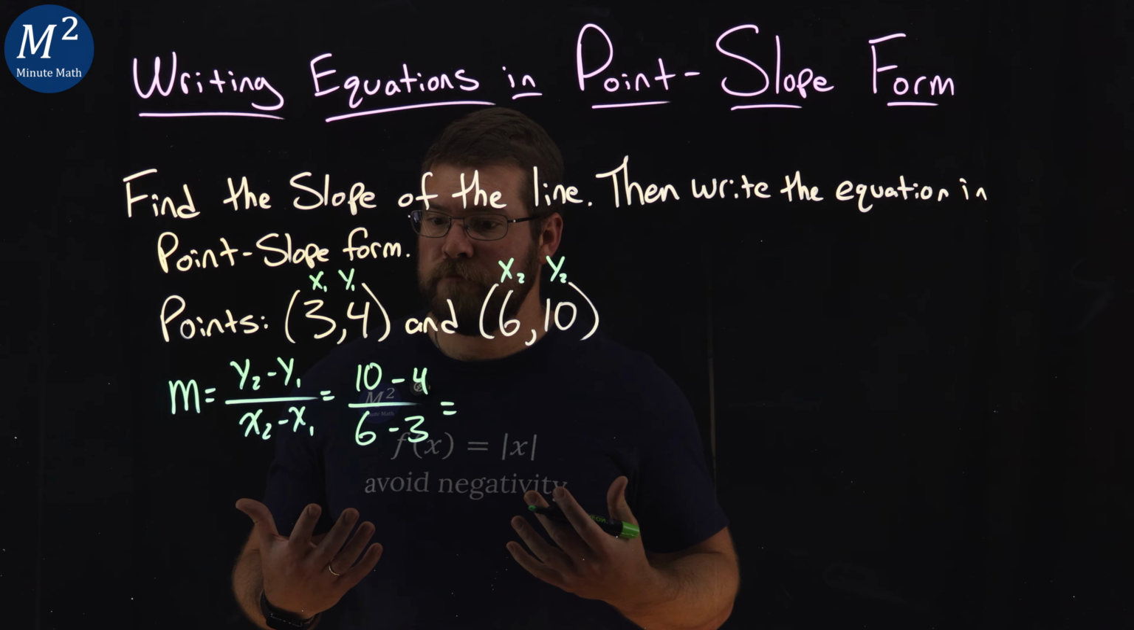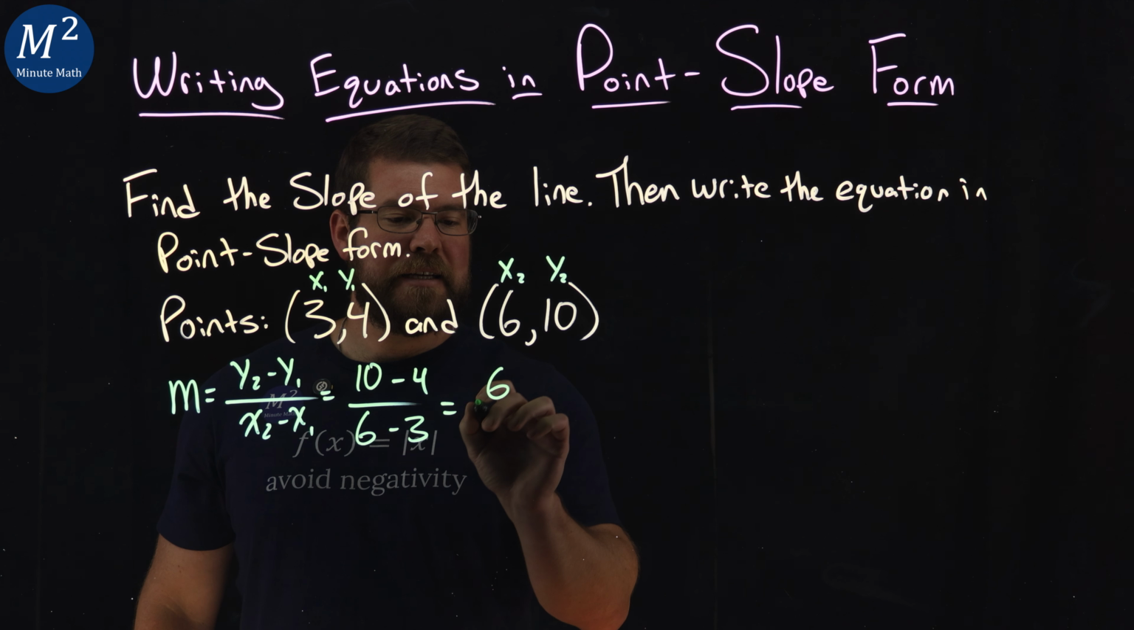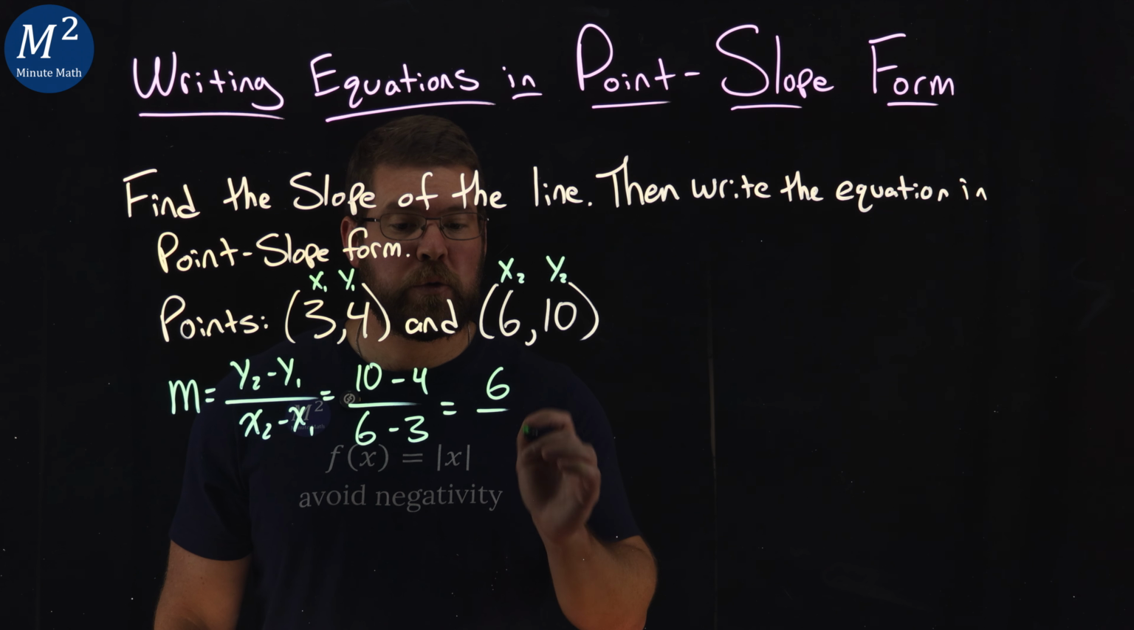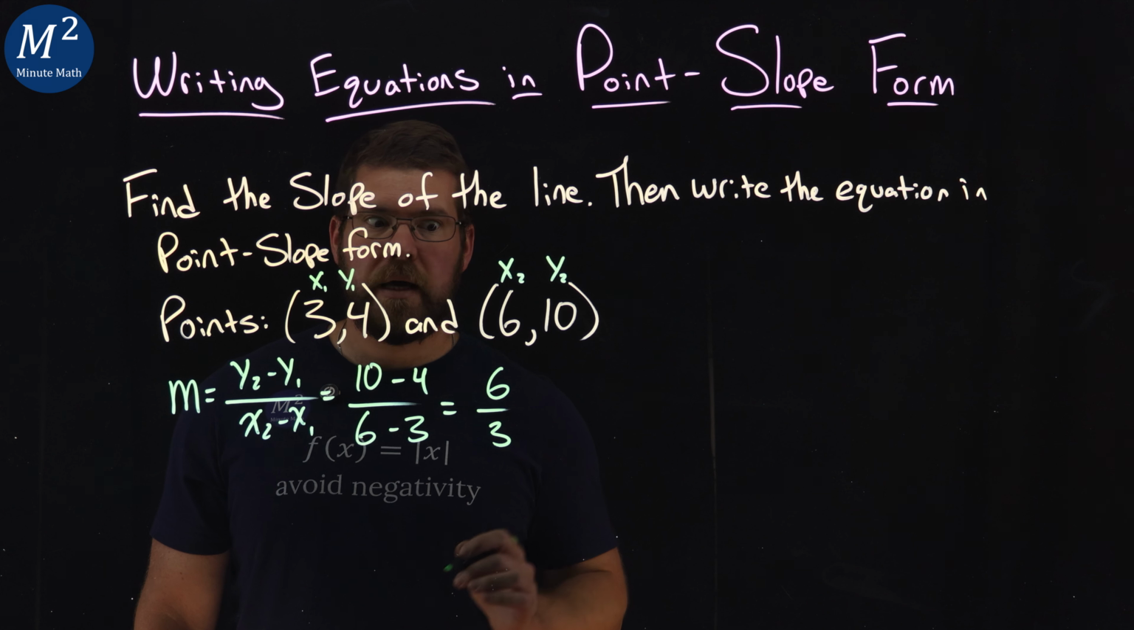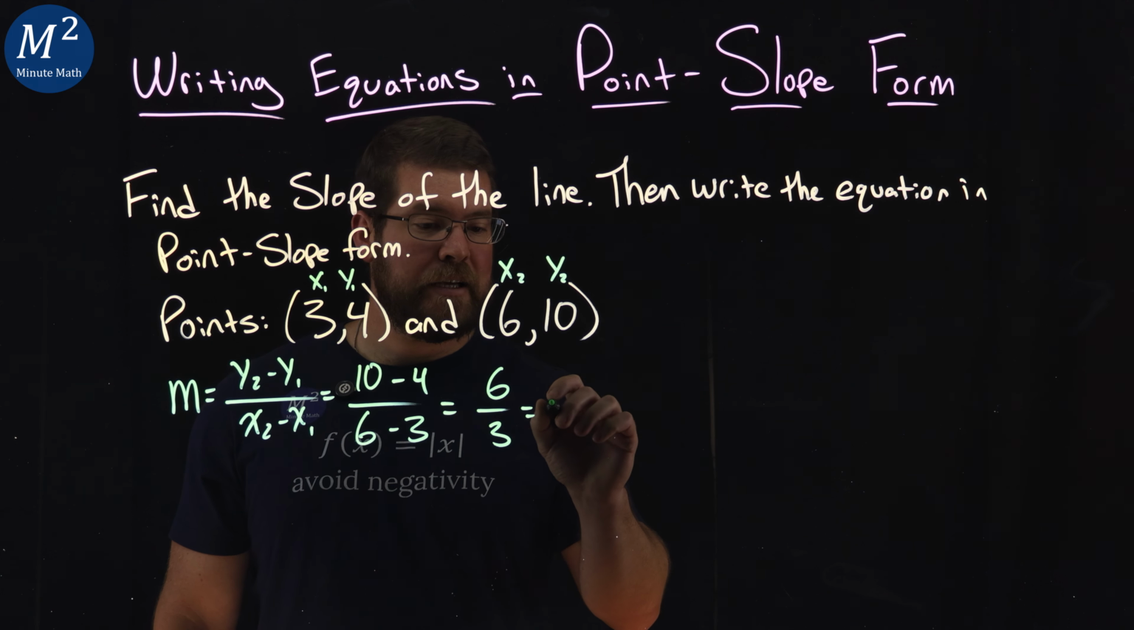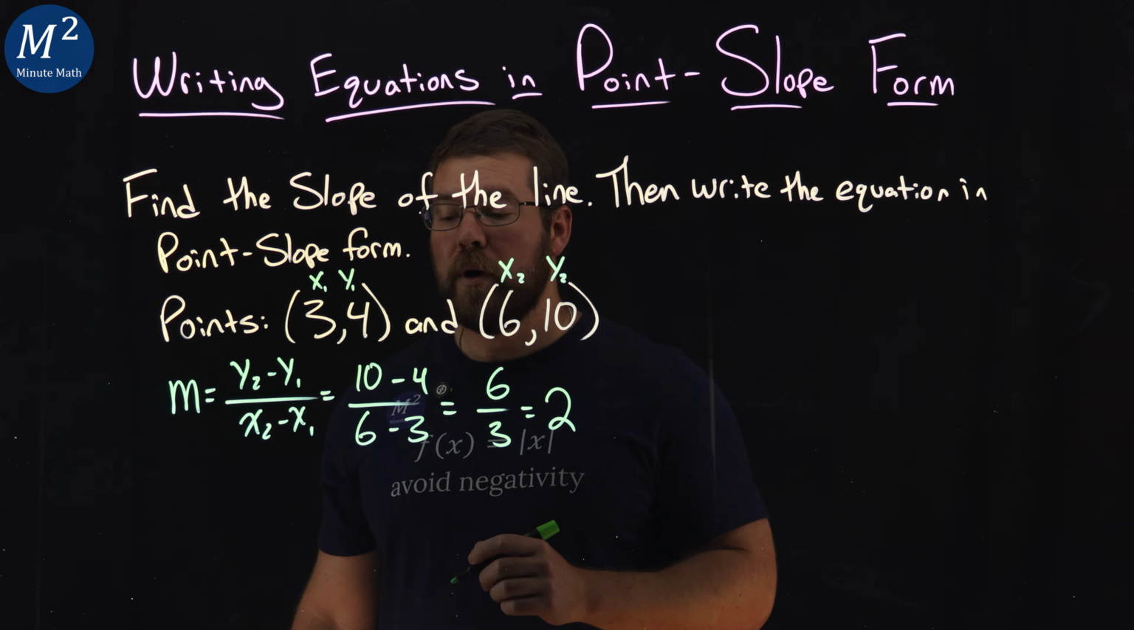And now we simplify. 10 minus 4 is 6, and 6 minus 3 is 3. 6 over 3 is 2. And so I have a slope of 2.